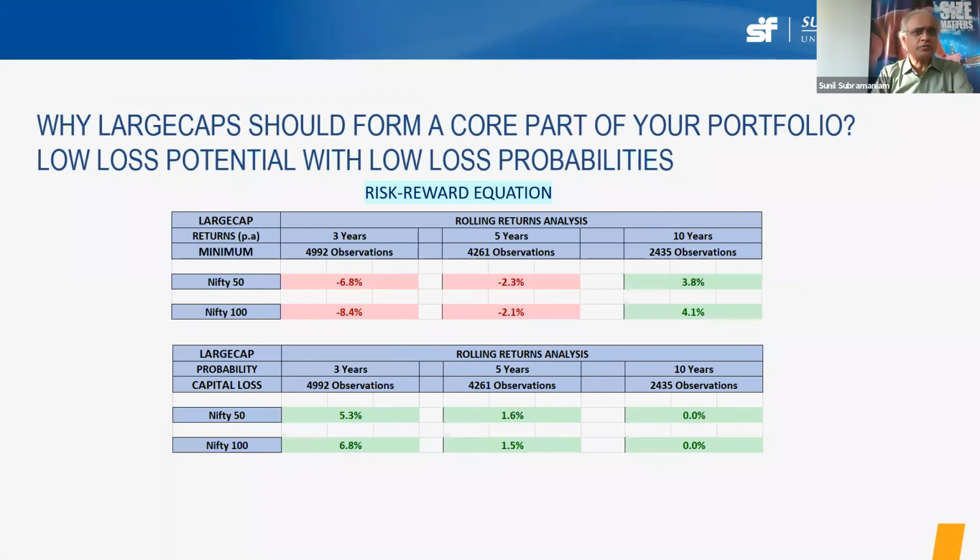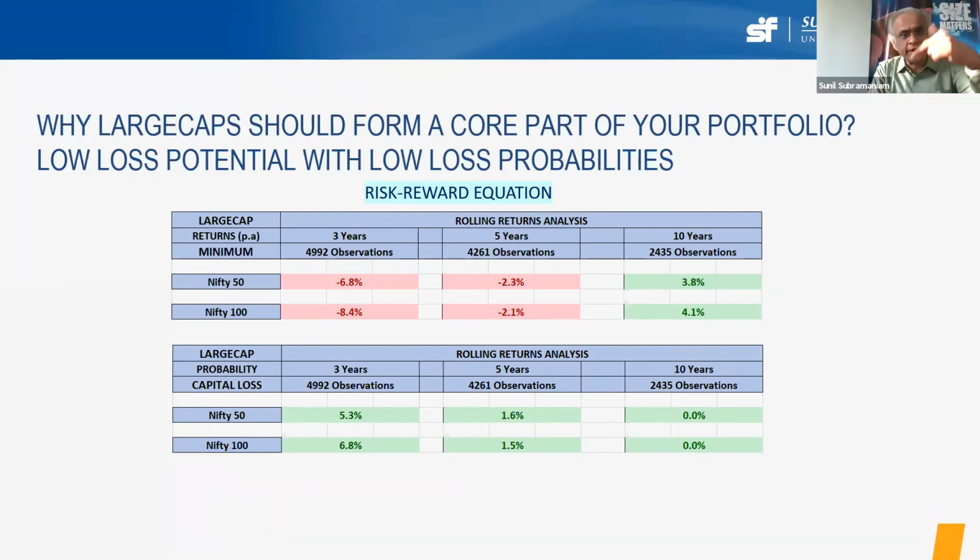Because there's a low loss potential with low loss probabilities. What do I mean? Look at it, 3 years, 5 years, 10 years, right? In 3 years and 5 years, your minimum return, that is what if there was a loss. How deep was the loss? It's only 6.8% per annum in 3 years. And if you stayed 5 years, it's only 2.3% per annum, the worst case scenario. And 10 years, all that gets wiped, you get minimum 3.8% return, better than your savings bank account.